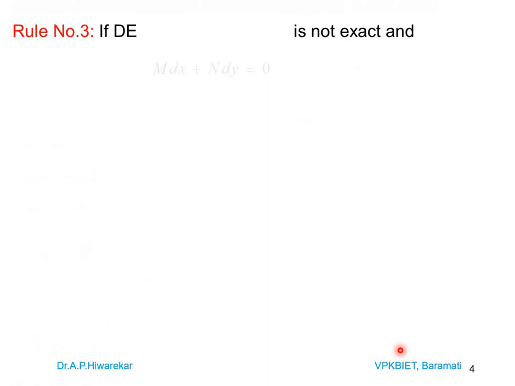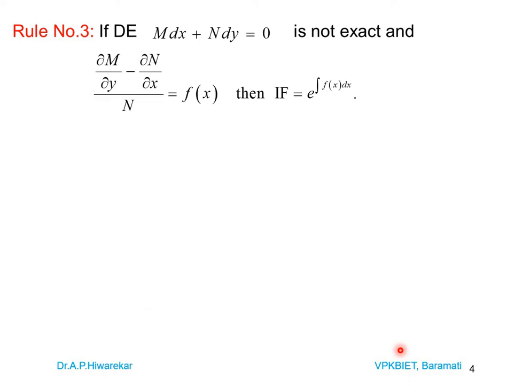Then rule number 3. If given differential equation Mdx plus Ndy is equal to 0 is not exact, and ∂M/∂y minus ∂N/∂x divided by N, value of this quotient is f of x, only function of x. Then integrating factor is e power integration of f of x dx.